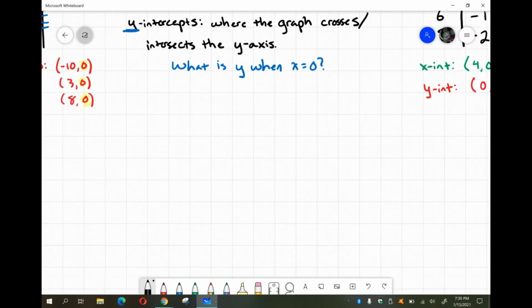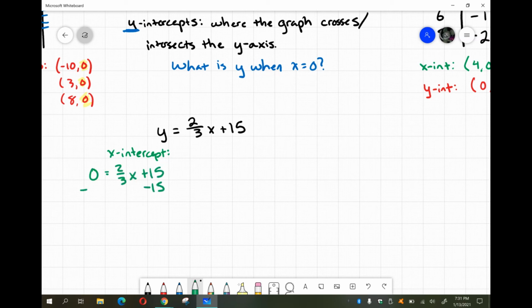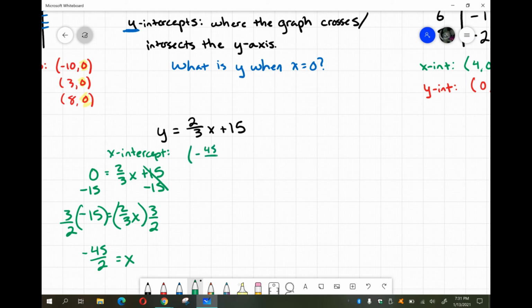Now let's say we're given an equation. If I wanted to find the x-intercept and I was given an equation like this, I would think to myself, x-intercept means what is the x when the y is 0? So 0 is equal to 2/3 x plus 15. And then I just need to solve for x. At -45/2, the line will cross on the x-axis. If I'm looking for the y-intercept, I'm going to make x 0 to solve for y.